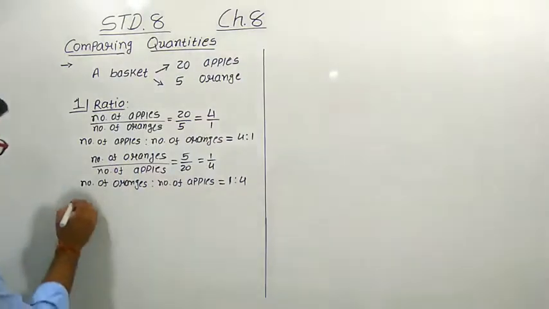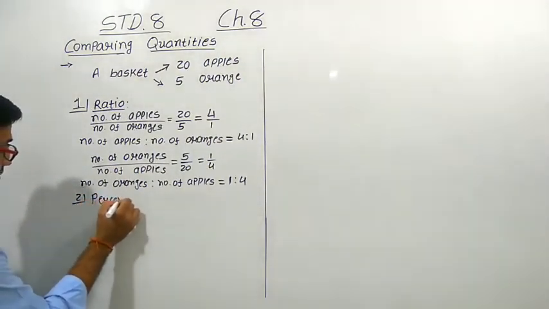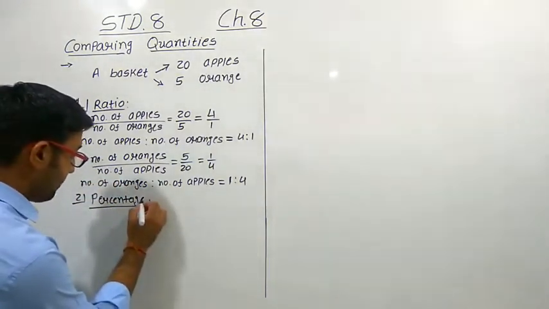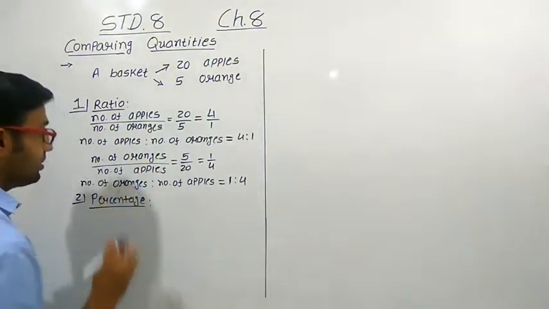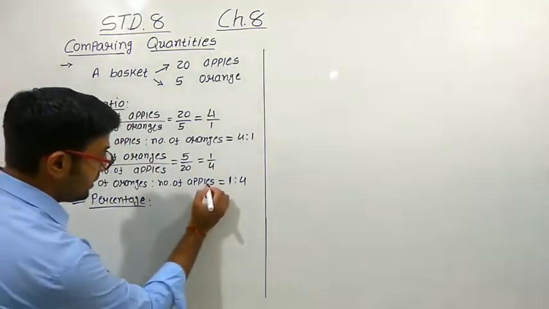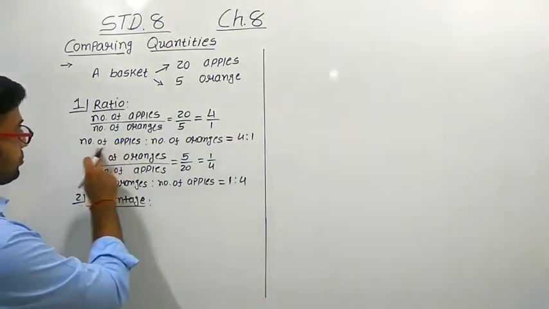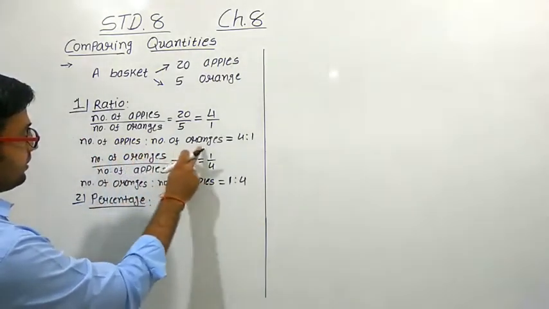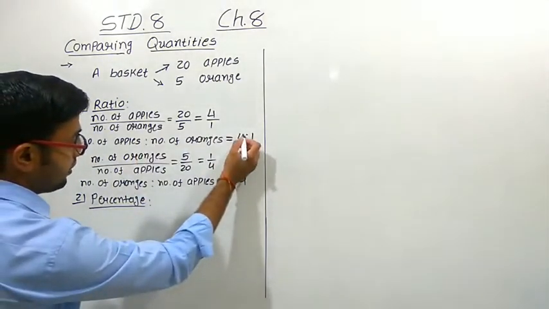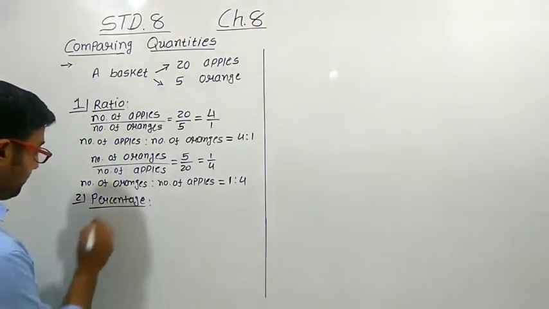Now the second thing is the percentage, right? The second thing is percentage. We can compare both these quantities as a percentage. See how we can represent it as a percentage. Here we have to use this ratio. Suppose the number of apples is to the number of oranges is 4 is to 1. So to represent this situation as a percentage, how can we represent it?